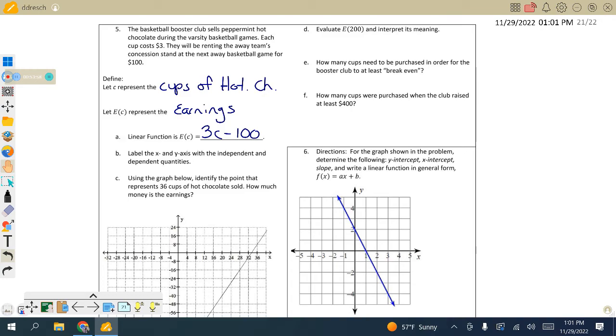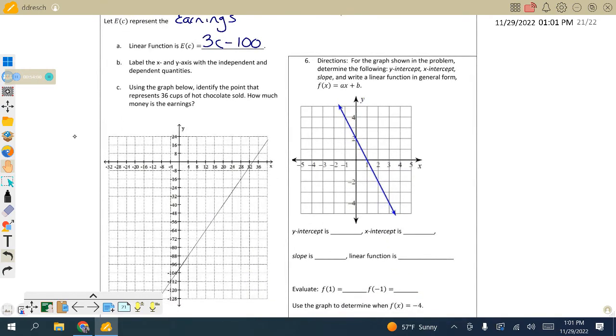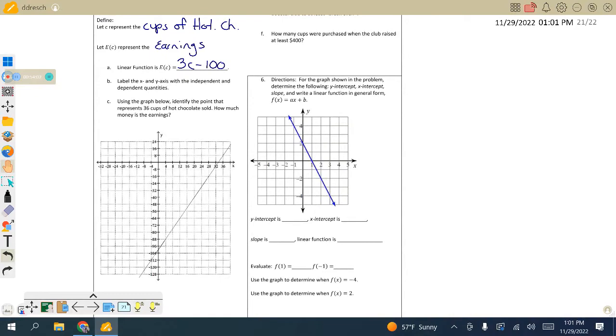Let's label our x and y axes. Again, that's coming from the C and the E of C. X-axis is always the independent quantity, and that is our what? Cups of, yep, cups of hot chocolate. And then our y-axis is still representing our earnings, right? So that's stuff that we did at the very beginning of the school year.